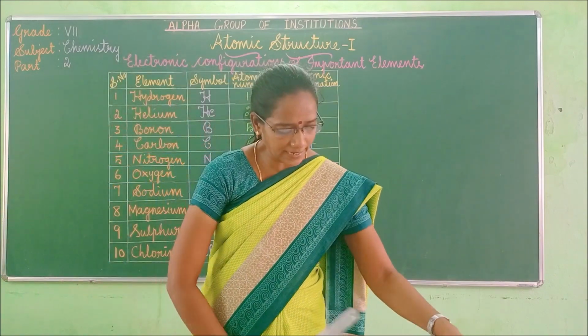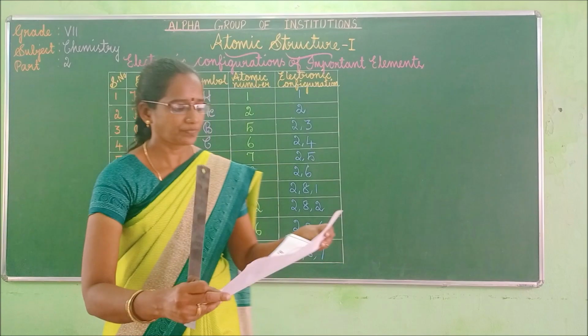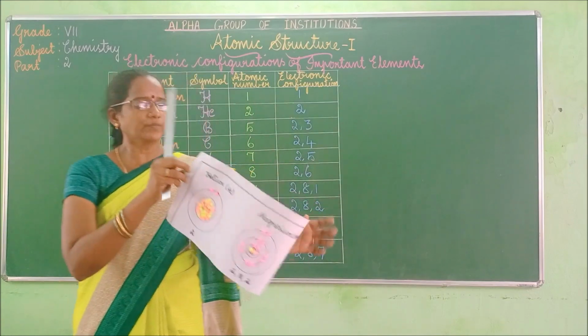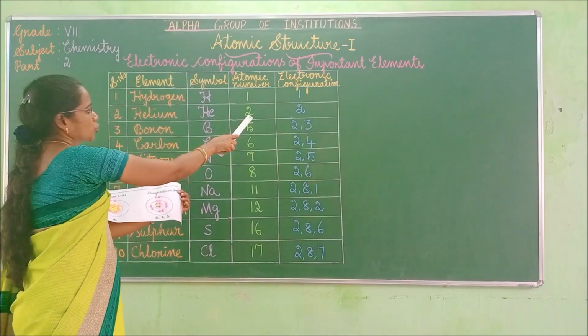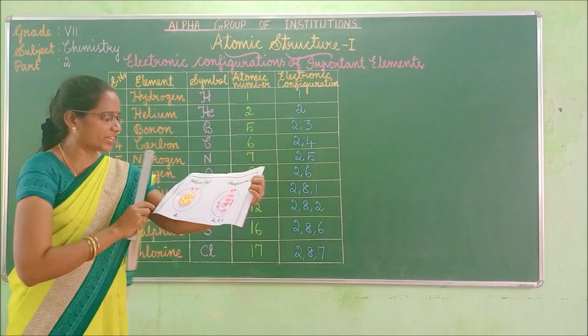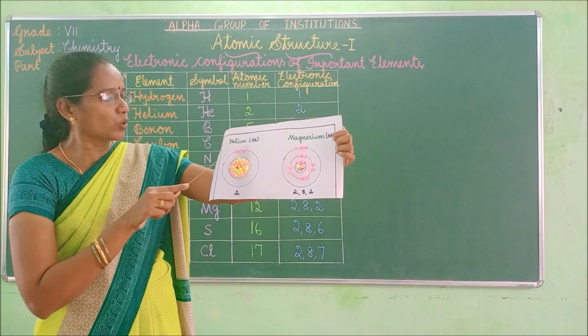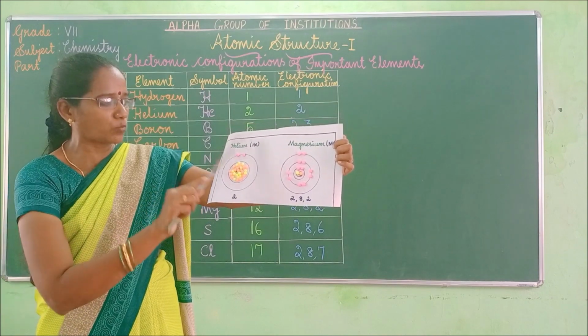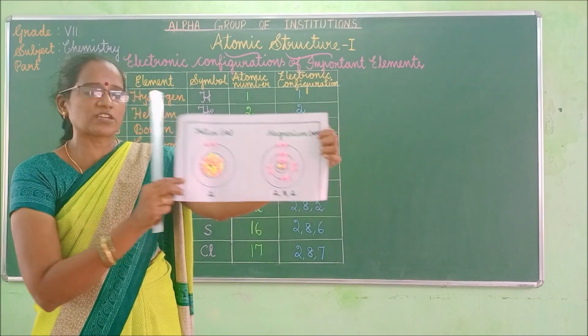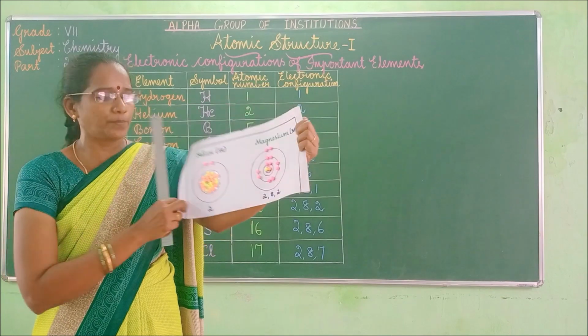Next we can see the helium element. Helium, its atomic number is 2, isn't it? So the electronic configuration is also 2. This is the center part, the nucleus. 2 electrons are present. This is the outermost orbit. So in the outermost orbit only 2 electrons are present.